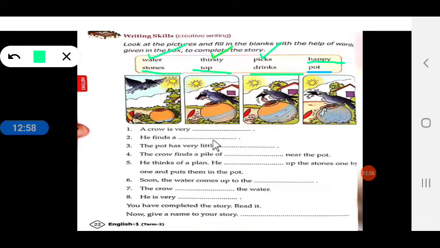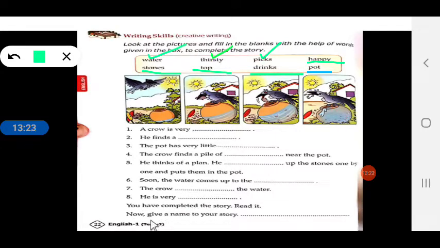He finds a pot. The pot has very little water. The crow finds a pile of stones near the pot. He thinks of a plan. He picks up the stones one by one and puts them in the pot. Soon, the water comes up to the top. The crow drinks the water. Then he is very happy.